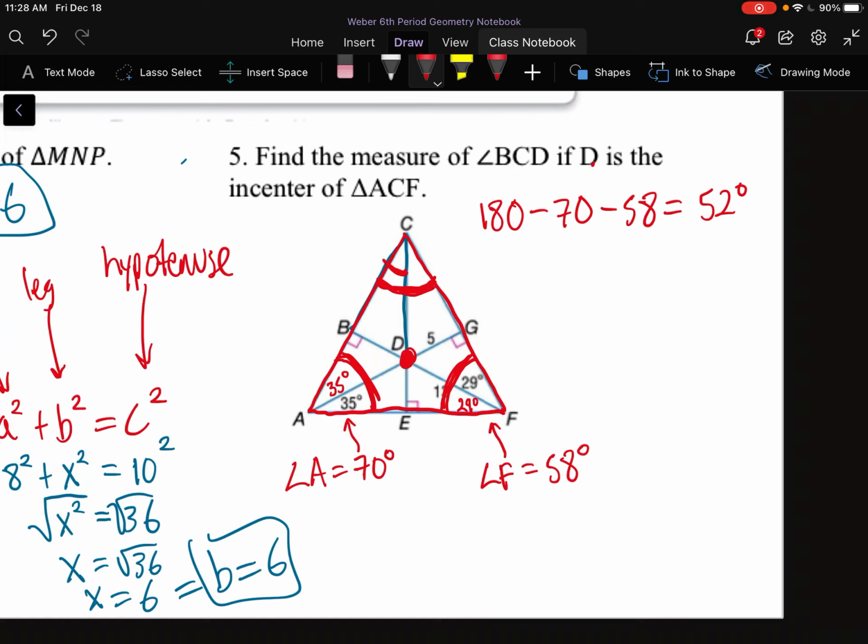So the entirety of this angle C, angle C, is 52 degrees. But notice that angle C is cut in half here, and we're only trying to solve for this angle here. So if we cut angle C in half, all we have to do is divide by 2, and that will give us the measure of angle BCD. 52 divided by 2 will be 26 degrees. So this angle will be 26, this angle will be 26, and we are done.